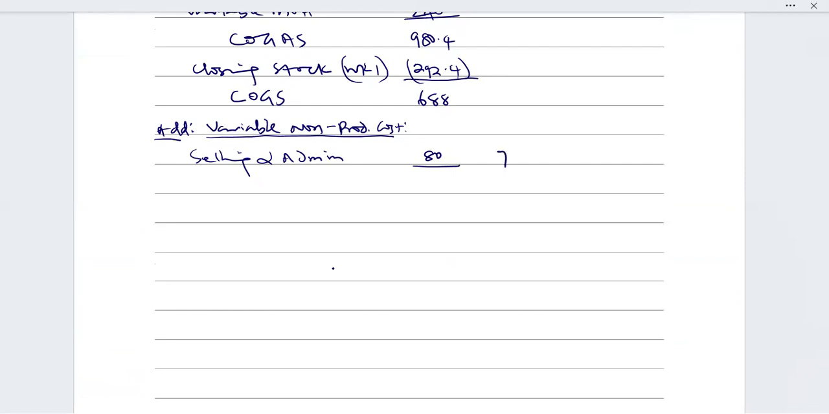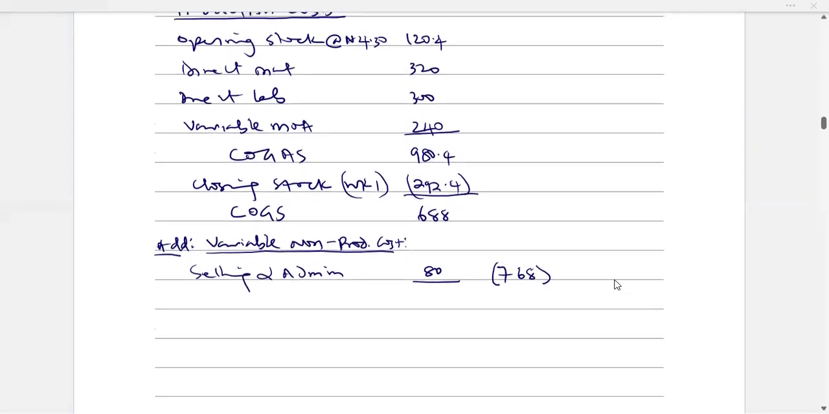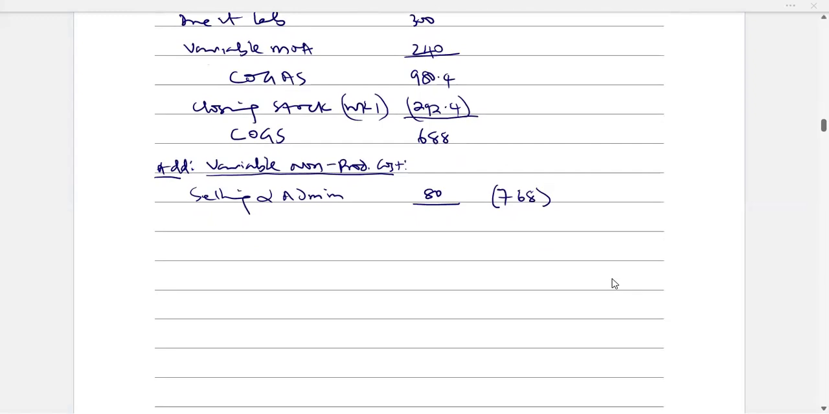That's 768. So 768 minus the sales value. 768 minus 1680. What do we get? 1680 minus 768 is 912. 912 represents the contribution. Let me rewrite this, 768. So this 912 is called contribution.